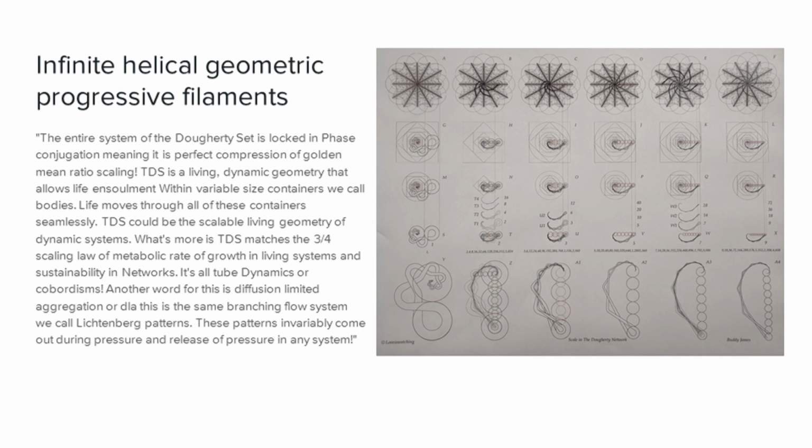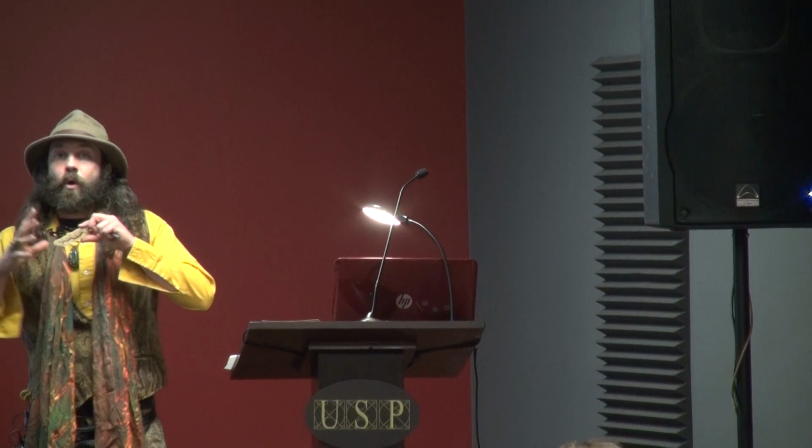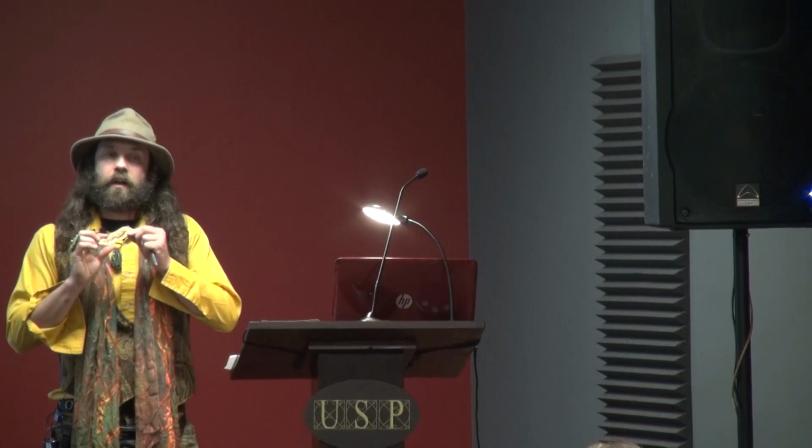These patterns invariably come out during pressure and the release of pressure in any system. So compression and rarefaction, or pressure and the release of pressure, or what Walter refers to as heat and cold, produces these patterns, and they're called Lichtenberg figures.